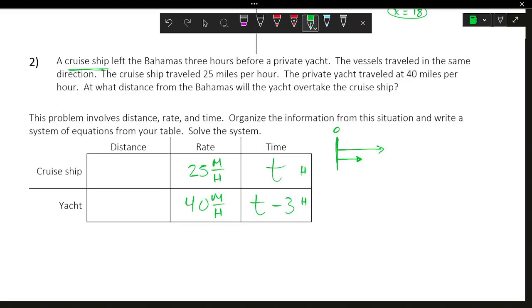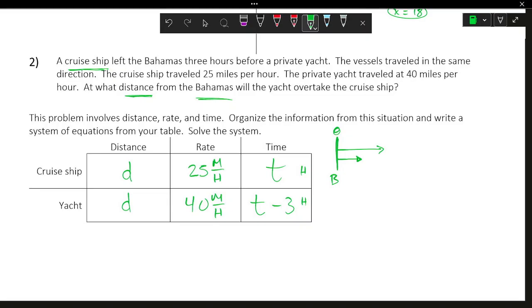The question is, at what distance from the Bahamas will the yacht overtake the cruise ship? Okay, so this is distance 0, the Bahamas where they're starting, and they're going away from the Bahamas on a similar path. And the question is, when will their distance be the same? So D is D. I want to know when these D's are the same.